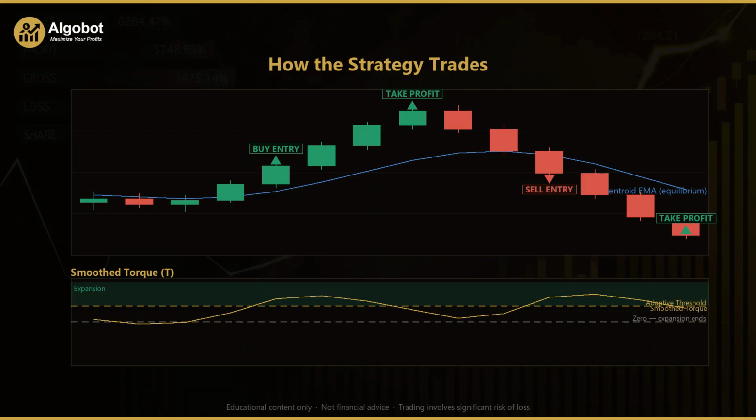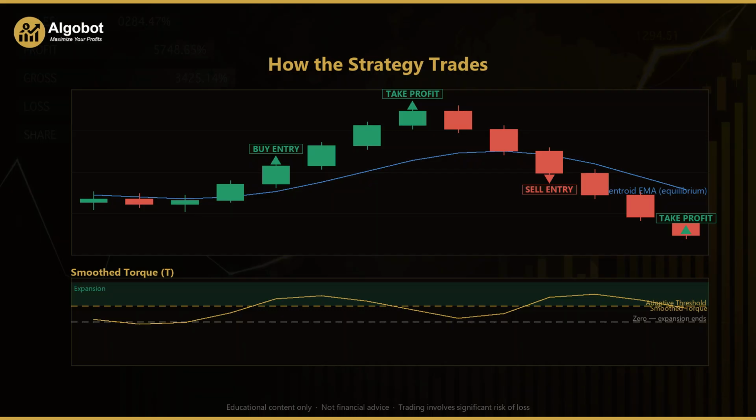The stop goes above at 2 times the range, the target below at 3 times. From there, the downward expansion carries price lower, candle after candle, further from the centroid, with torque holding above the threshold. Finally, on the last candle, price reaches the short's take profit target and the position closes, just as the torque begins to fade back towards 0.